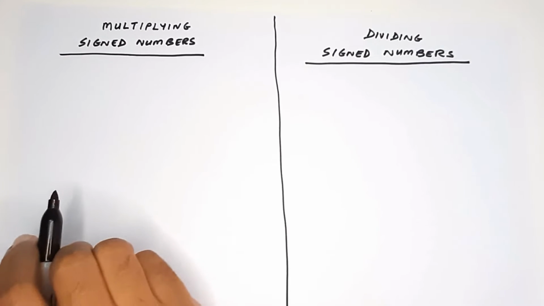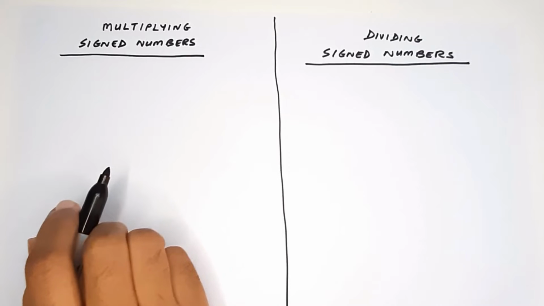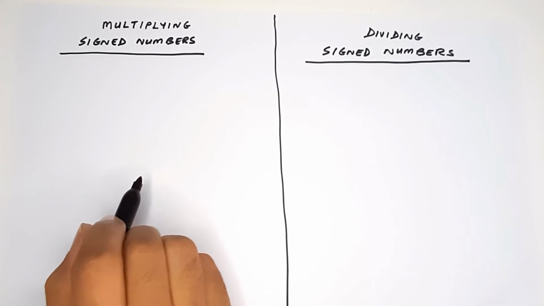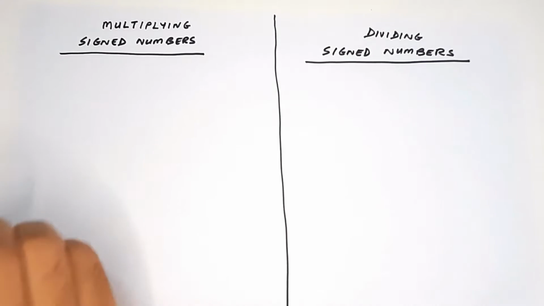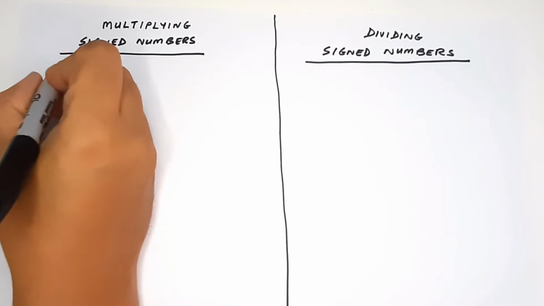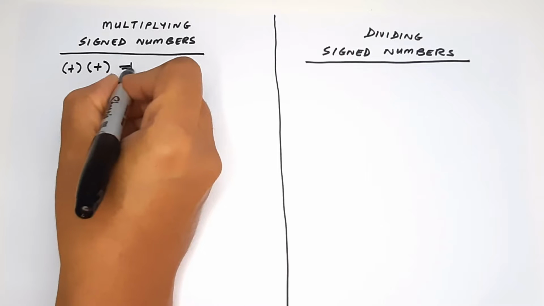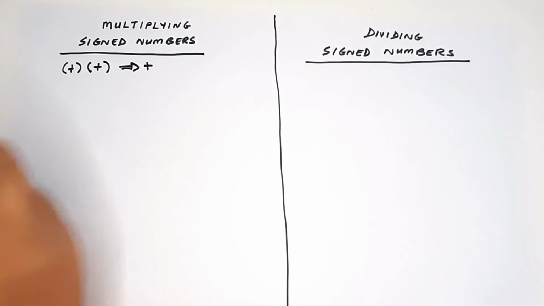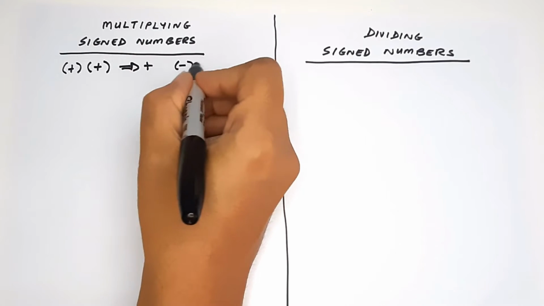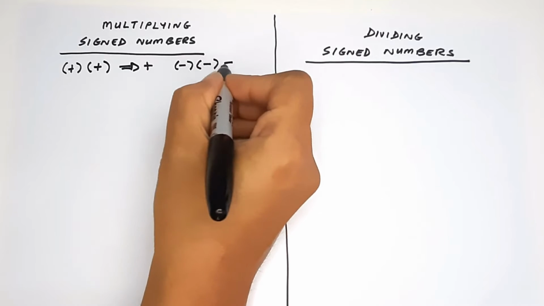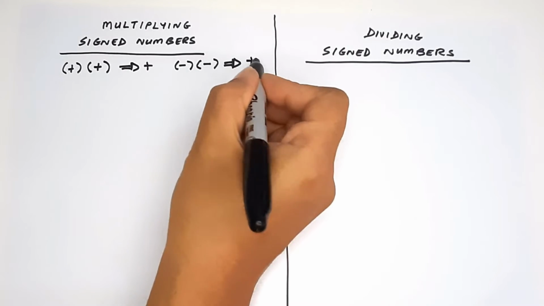Now we come to multiplying signed numbers and dividing signed numbers. Let's look at the basic rules for multiplying two signed numbers. If you have a positive number and another positive number, when you multiply them, the answer is positive. Then if you have a negative number multiplied by another negative number, the answer is positive.